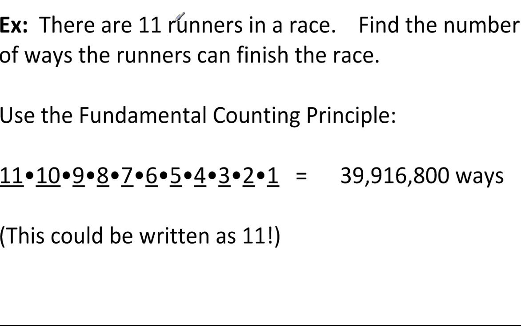Order matters. So like runners in a race, it definitely matters whether you get first or last or somewhere in between, right? So if we got 11 guys running a race, 11 can finish first, but once that guy finishes, there's only 10 left for the next one. So it's just 11 factorial on down for how many different ways you can finish that race. That's a big number, a real big number.